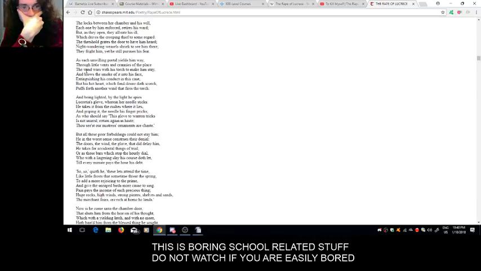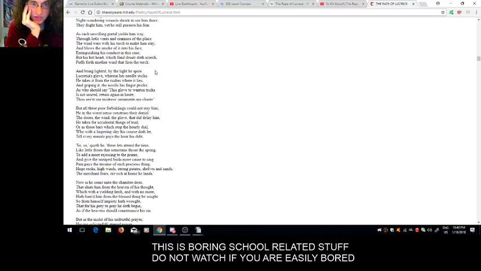As each unwilling portal yields him way, through little vents and crannies of the place, the wind wars with his torch to make him stay and blows the smoke of it into his face, extinguishing his conduct in this case. But his hot heart, which fond desire doth scorch, puffs forth another wind that fires the torch. And being lighted by the light he spies the precious glove wherein her needle sticks. He takes it from the rushes where it lies, and gripping at the needle, his finger pricks. As who should say this glove to wanton tricks is not inured, return again in haste. Thou seest our mistress' ornaments are chaste.